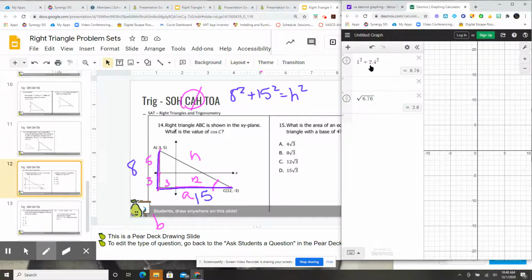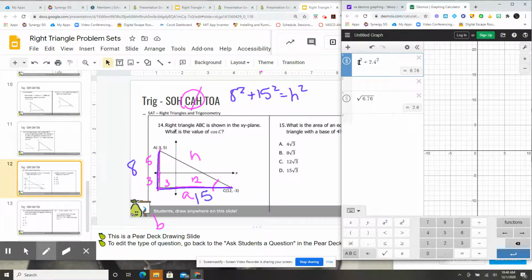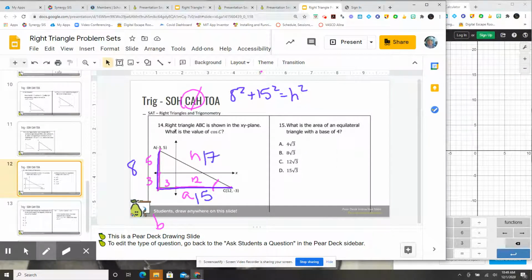Come over to our handy dandy Desmos. 8 squared and 15 squared give us 289, and we put in the square root of 289 and we get 17. So this hypotenuse is 17. So the cosine of C, we're still on C, is A over H. So the A is the 15 and the H is 17. Cosine of C is 15 over 17.